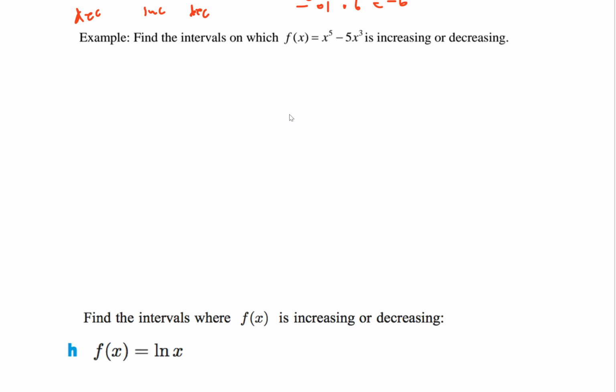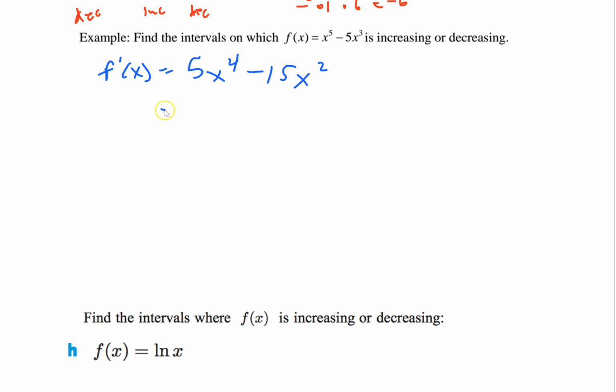Let's find this one. Find the intervals on which f of x is increasing or decreasing, right? Same concept, just do another one. So let's find the derivative first. 5x to the 4th minus 15x squared. Right? Now look at this one. It's a little more intense. You're like, I don't know how to graph that. That's fine. That's what you have a sign chart for.